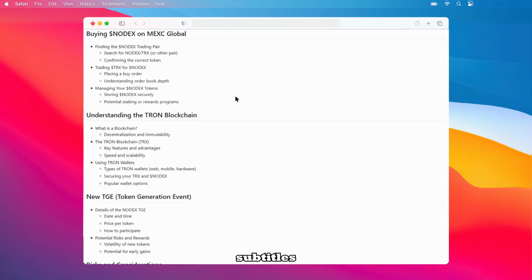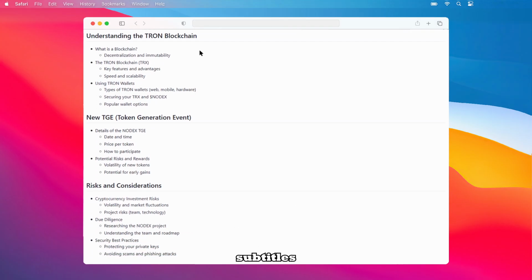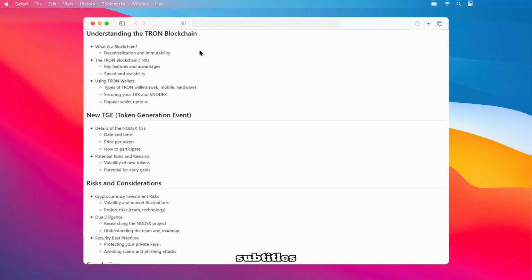We'll also look at different types of Tron wallets, web, mobile, and hardware, and securing your TRX and $NODEX, with some popular wallet options. It is important to understand the new TGE, or token generation event. We'll share the date, time, price per token, and how to participate.